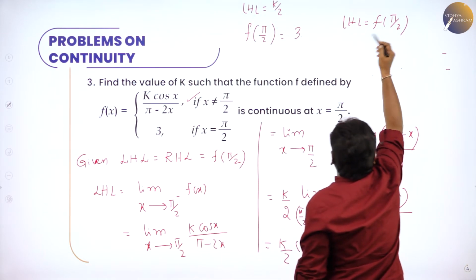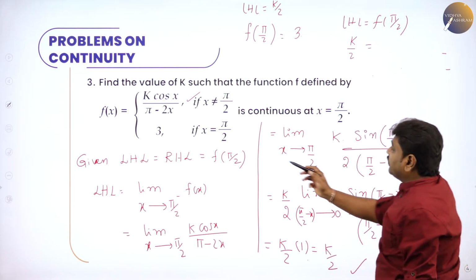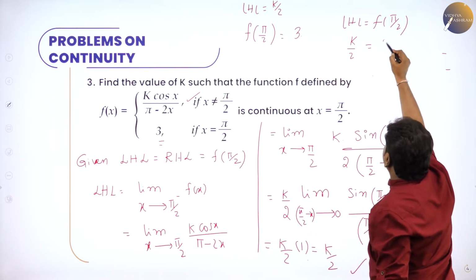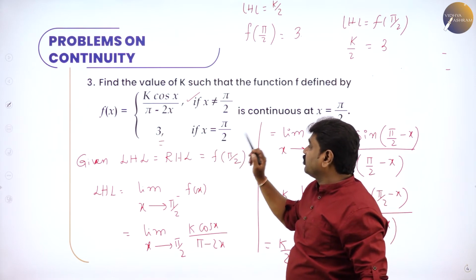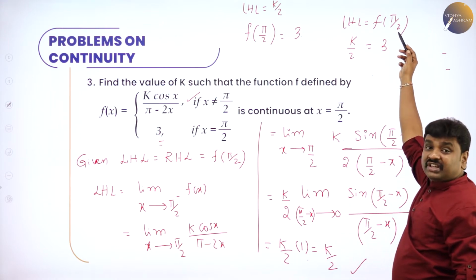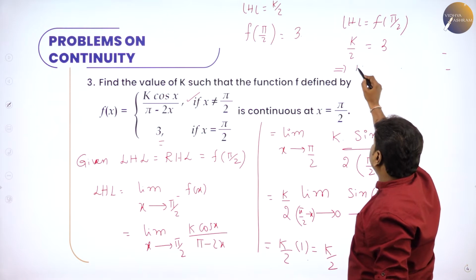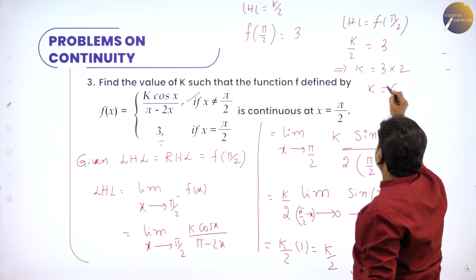Now I'll take LHL is equal to f of pi by 2. LHL is k by 2, and f of pi by 2 is the function value when x is pi by 2. What is f of pi by 2? 3. In the function they gave, f of x is 3 when x is pi by 2. So f of pi by 2 means the function value when x is pi by 2, which is 3. Now that implies k by 2 is equal to 3. Transfer that side, k is equal to 3 into 2, which is 6.